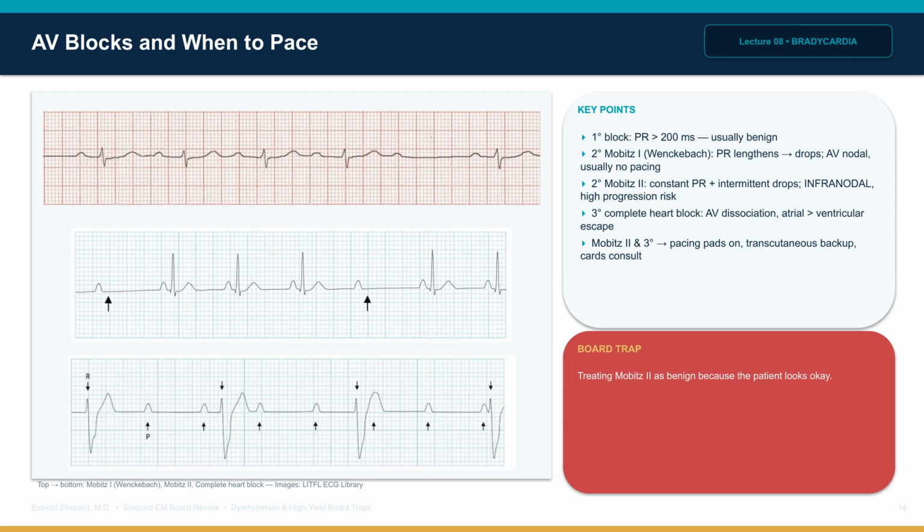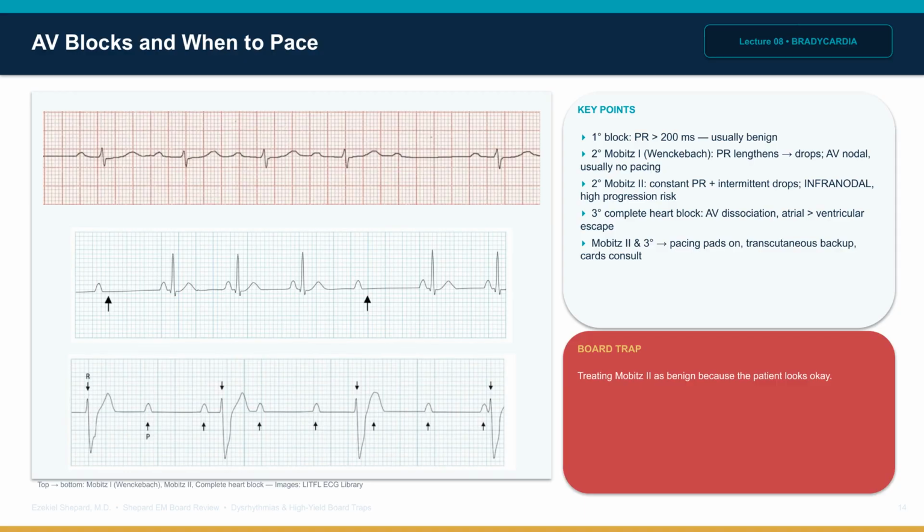Mobitz type 2 and third-degree block need pacing pads on, transcutaneous backup ready, and cardiology involvement for transvenous or permanent pacing. The board concept is that the pattern predicts the location, and the location predicts the risk. Mobitz 1, Wenckebach, classically follows an inferior MI from right coronary artery occlusion with AV nodal ischemia and is usually transient. Mobitz 2 and new bifascicular block in the setting of an anterior MI suggest infranodal damage from a large LAD territory infarct. Those patients need pads on immediately and frequently progress to third degree.